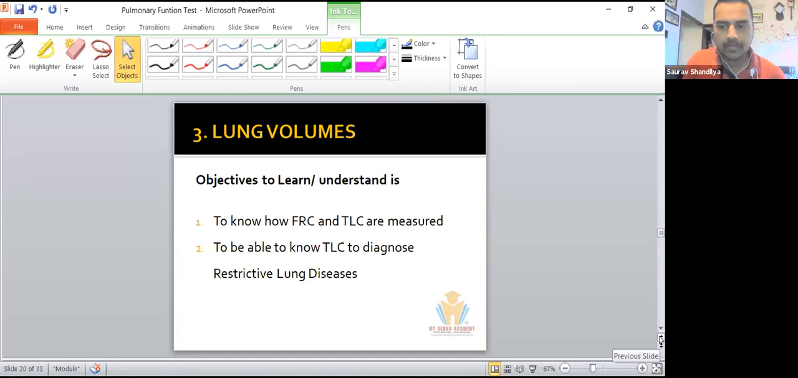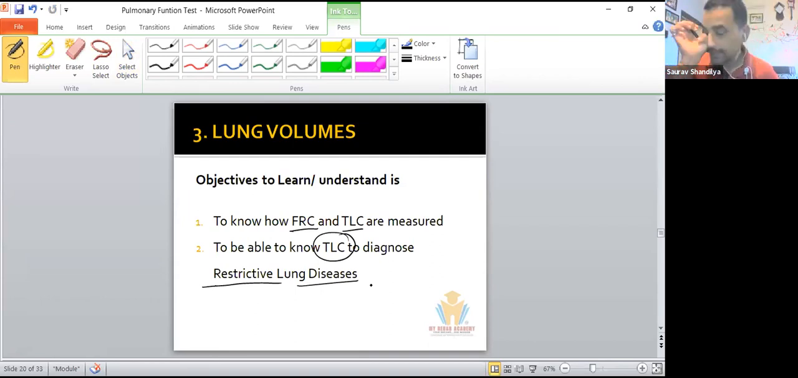Okay, so I told you that we'll go back to page number 18 again and see, if FVC or the FEV1 FVC ratio is normal, then how do we identify what the actual problem is. Okay, so now let us talk about lung volumes. Anyway, we have spoken about lung volumes and capacities, but now again, how are the FRC and TLC measured? How important TLC is to understand the diagnosis, and especially the restrictive lung disorder, because restrictive lung disorder always creates a problem.